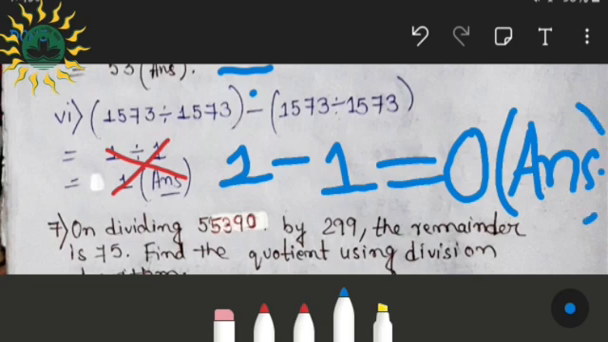This will be our answer. I hope I am clear to all of you. 1573 divided by 1573 gives us 1. The sign outside the bracket is minus. Again 1573 divided by 1573 we get 1. So 1 minus 1 gives us 0.